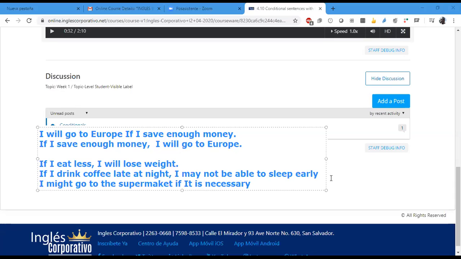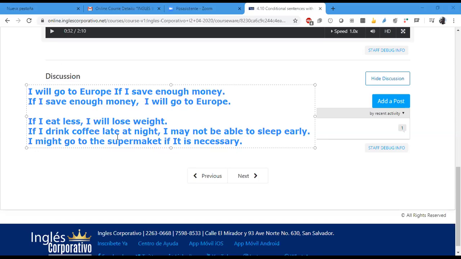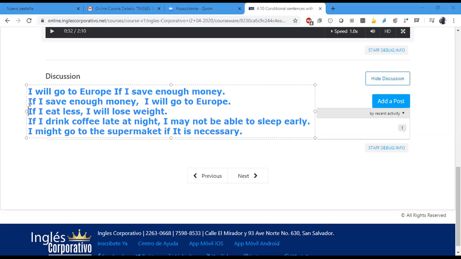Okay. So these are some other forms. Okay, I might go to the supermarket if it is necessary only. So you see, these are some ideas that you can use, and the different ways that we can use it. With if at the beginning, or just with the use of the comma in the middle, if we use if at the beginning.